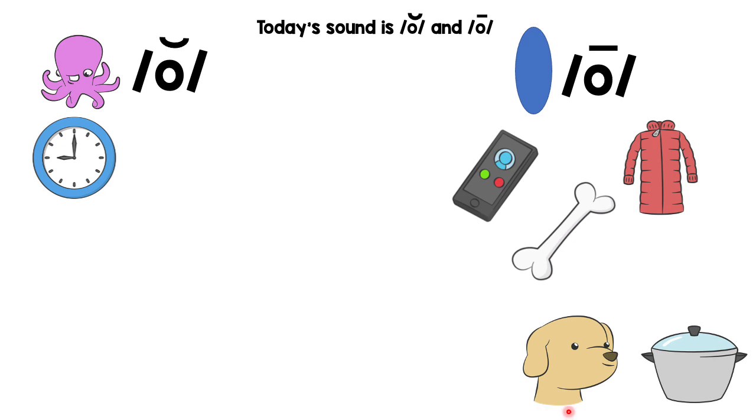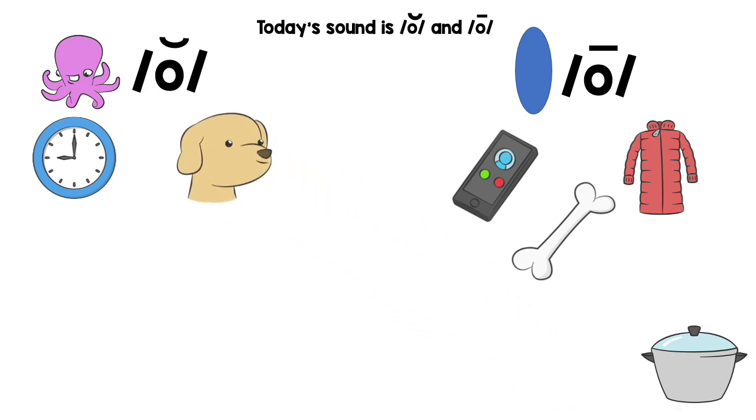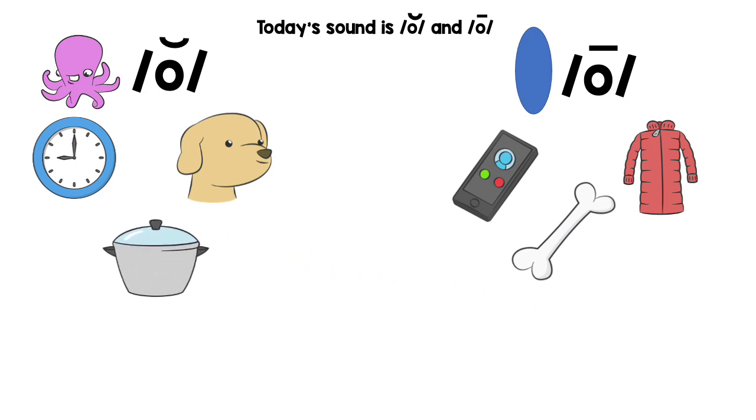Let's do dog. Dog. I heard ah like in octopus. Last word is pot. P, ah, t. I heard ah like in octopus.